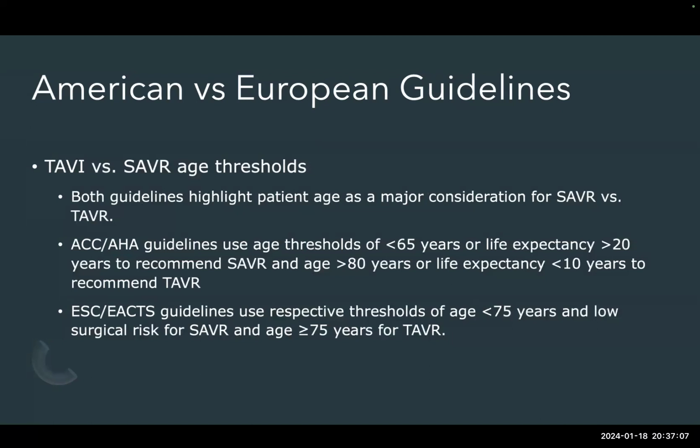What about TAVI versus SAVR, which is the tissue of SAVR, surgical valve? Age threshold: both guidelines highlight patient age as a major consideration, surgical valve versus TAVR. We have discussed that before. But the ACC guidelines use an age threshold of less than 65 or life expectancy more than 20 years to recommend SAVR, and age more than 80, life expectancy less than 10 years to recommend TAVR.